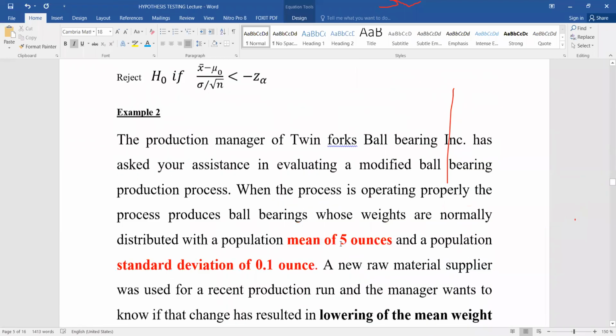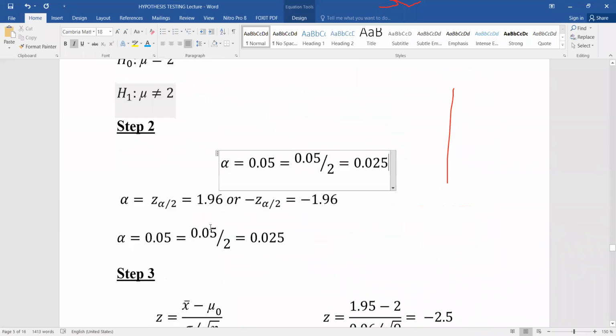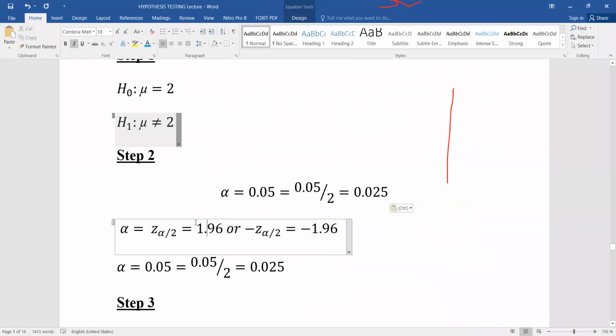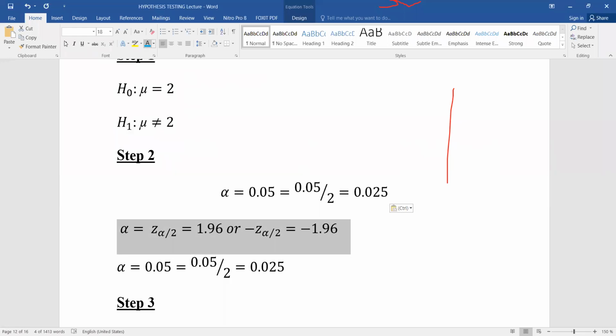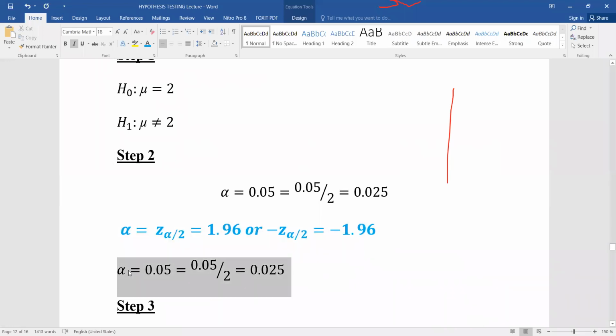So we're going to have two values. Since we've divided by 2, we shall get a negative 1.96 and a positive 1.96. This is how we state those values, because we need two of them. Let me highlight. So that is the evidence of the accused.